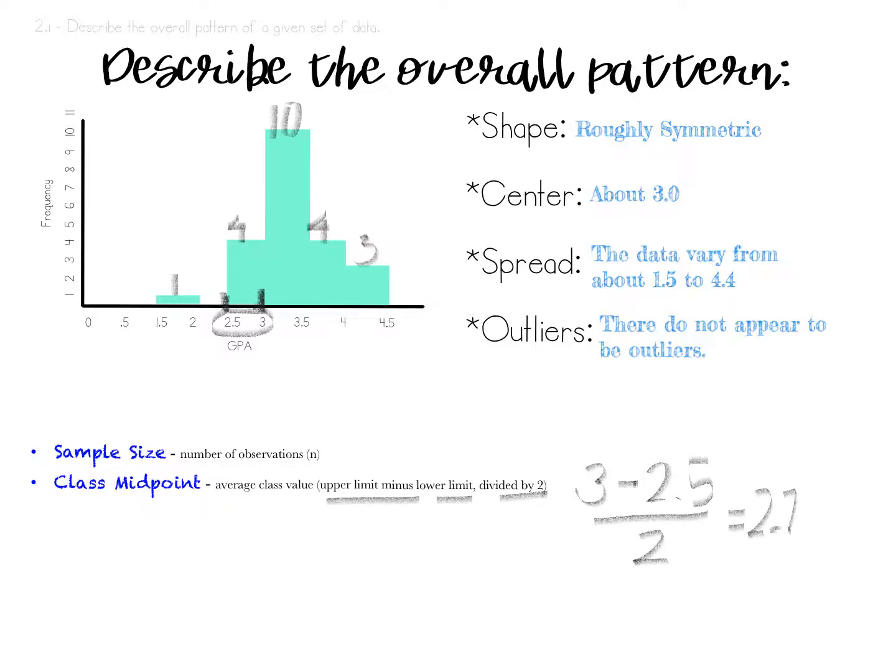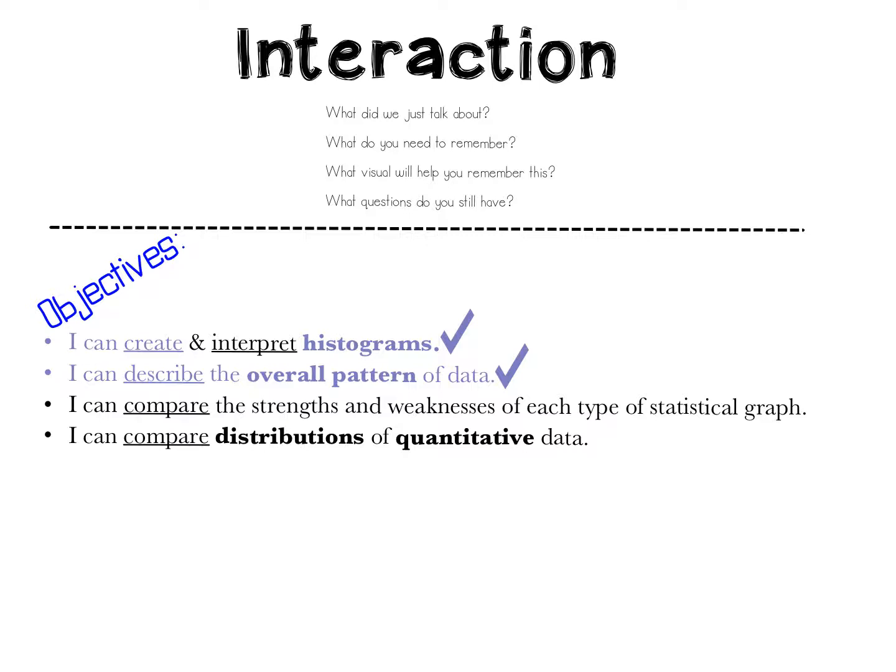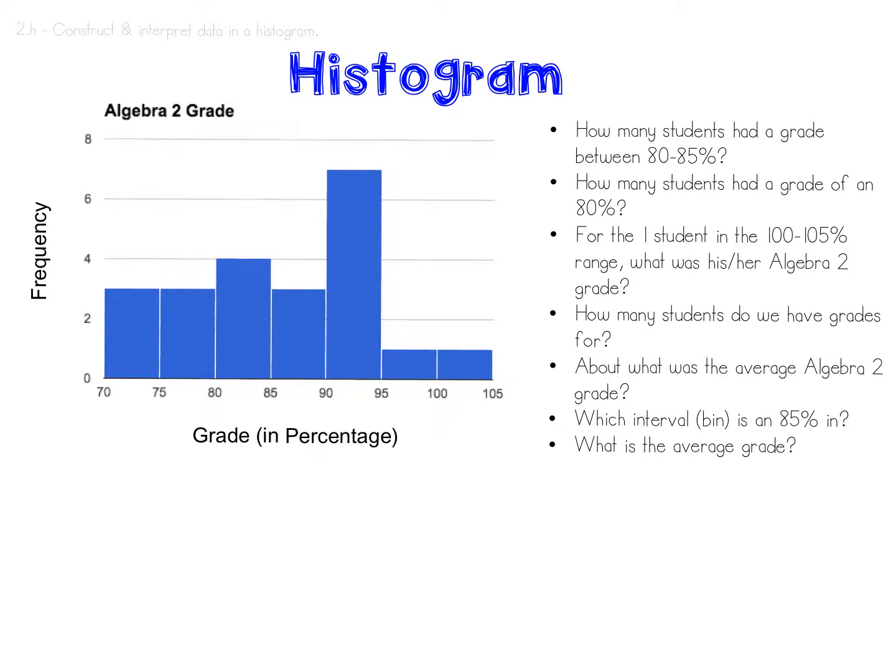And you're going to need that for later when you talk about finding an average. That's one of our standards as well, when we take a histogram and we analyze it to find an average. But that's the process of finding the class midpoint. I'm just basically looking for the middle point of each of these classes. All right, you can now describe the overall pattern of the data. So if there's anything that you need to remember or remind yourself of, then pause the video and have an interaction. All right, so interpreting a histogram.